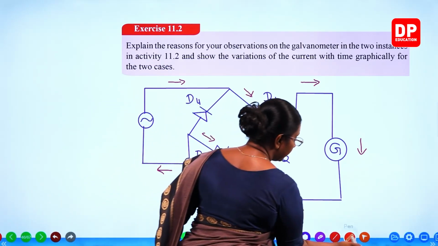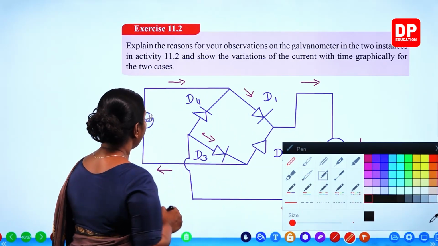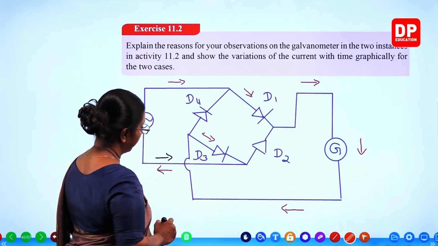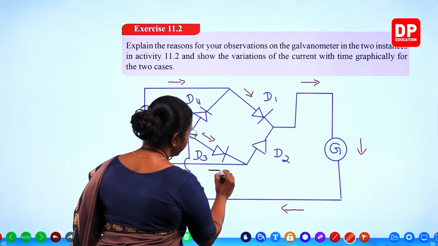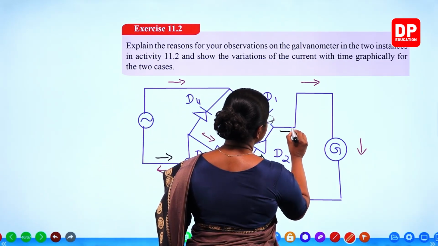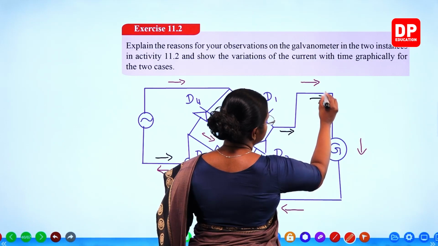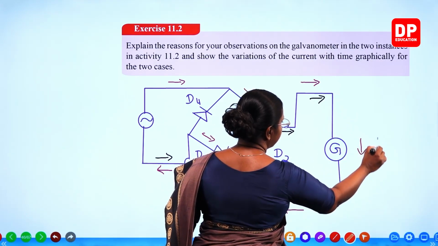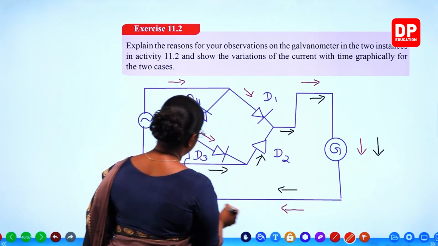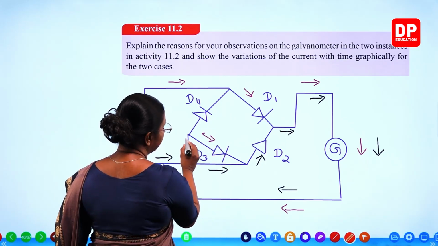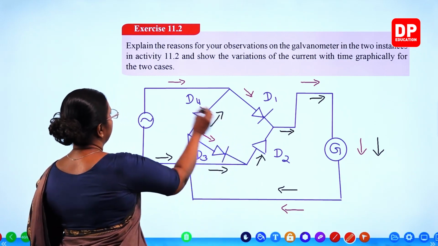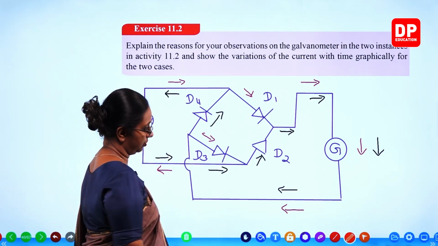Then if we draw the negative half cycle, how does that flow? The current will flow in this direction, this way. It will come to this point where D2 will be forward biased, and through the galvanometer, it will flow in this direction and through here also back to this point, but here it will not flow through D3, it will flow through D4 and back to the source.